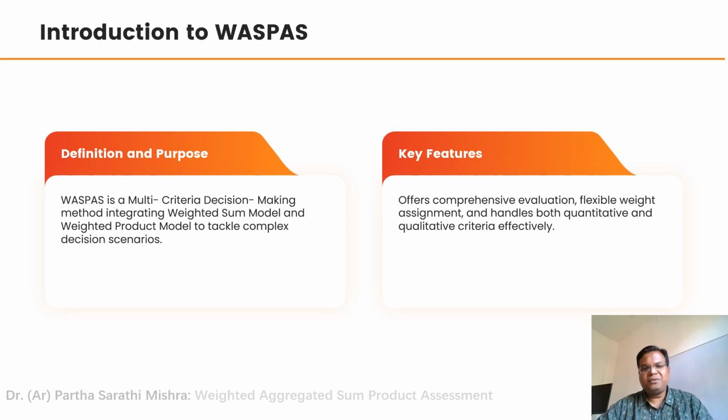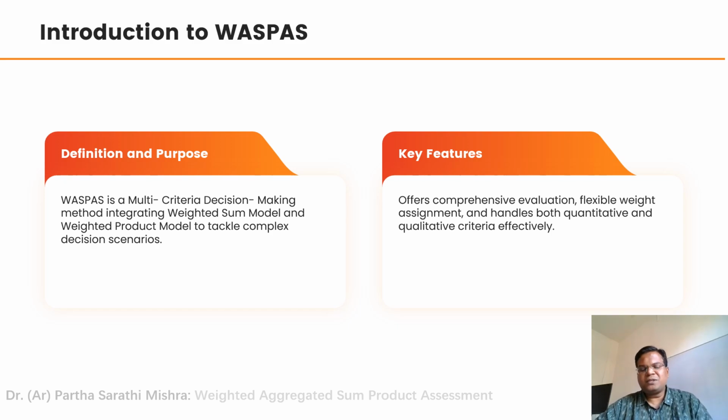So this is the 7th video. If you have not seen the 5th and 6th video, please go and check in my playlist. So this is a combination of both the weighted sum method and the weighted product method. So we can combine both the things and we can say it is a WASPAS method.